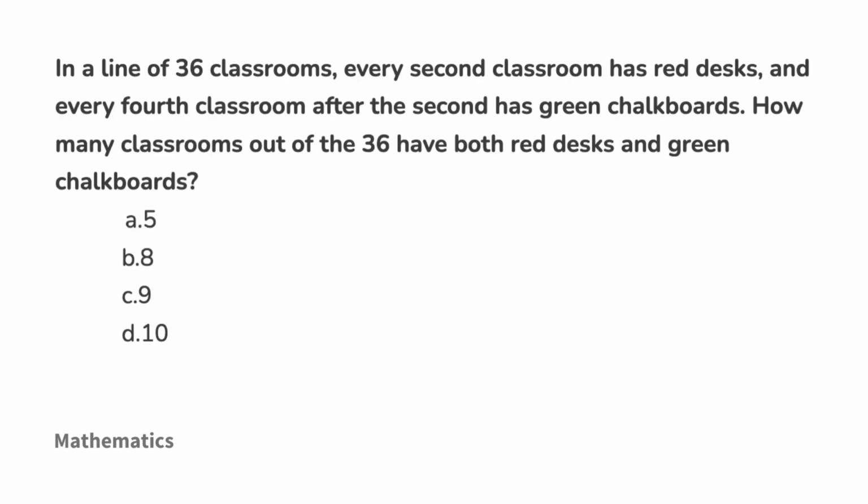In a line of 36 classrooms, every second classroom has red desks, and every 4th classroom after the second has green chalkboards. How many classrooms out of the 36 have both red desks and green chalkboards? To solve this problem, what are you thinking we should do? Take a moment here, see if you can find the answer. Come back when you're ready.